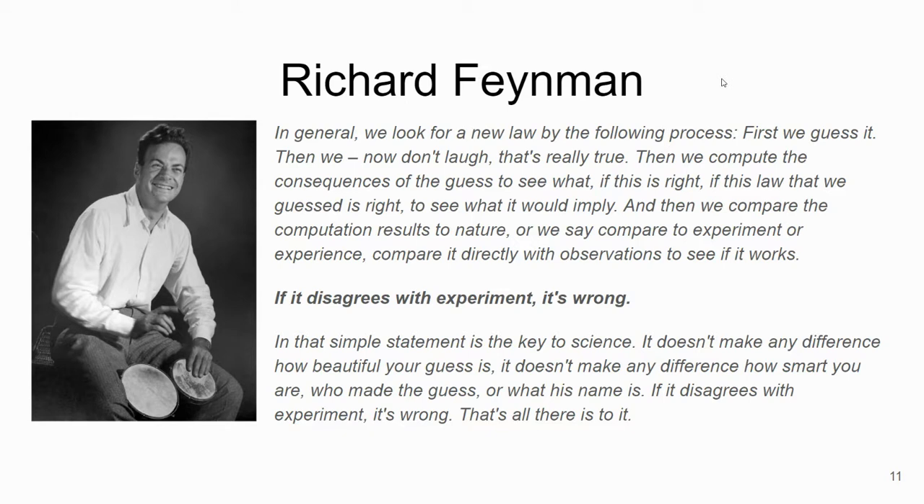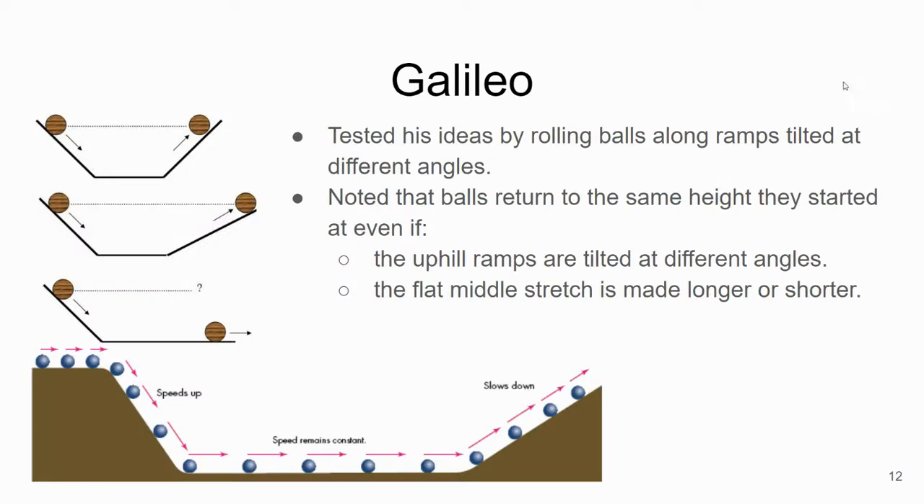And then the thing in bold is the key idea. If it disagrees with experiment, it's wrong. That is how science works. You have to check your ideas against the universe, and if the universe tells you your idea is wrong, that's it. It's wrong. And that simple statement is the key to science. It doesn't make any difference how beautiful your guess is, how smart you are, who made the guess, or what his name is. So we don't do proof by authority in science. We check our ideas against the universe, and if the universe says you were wrong, then you were wrong. And that's all there is to it. I love that idea.